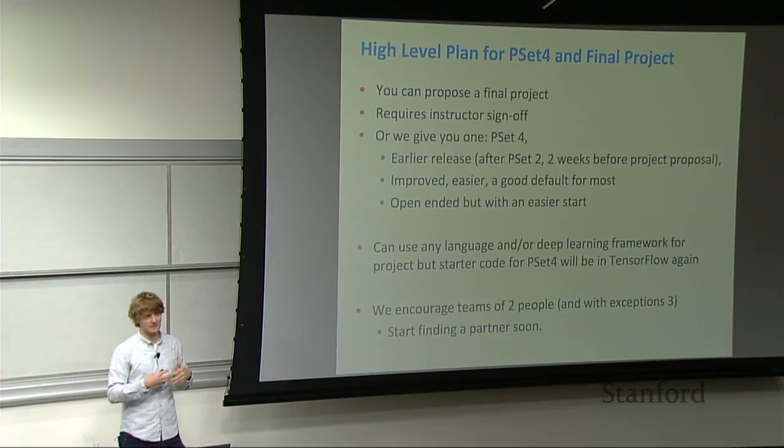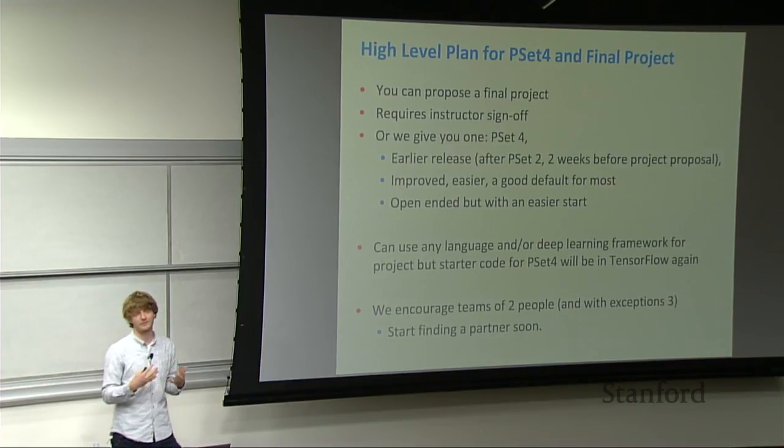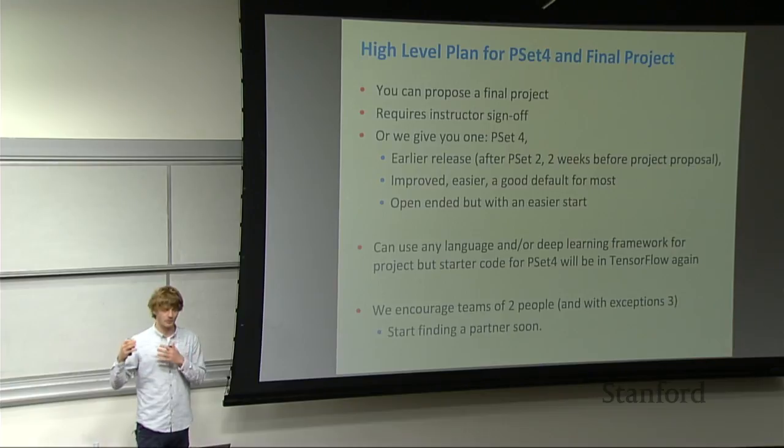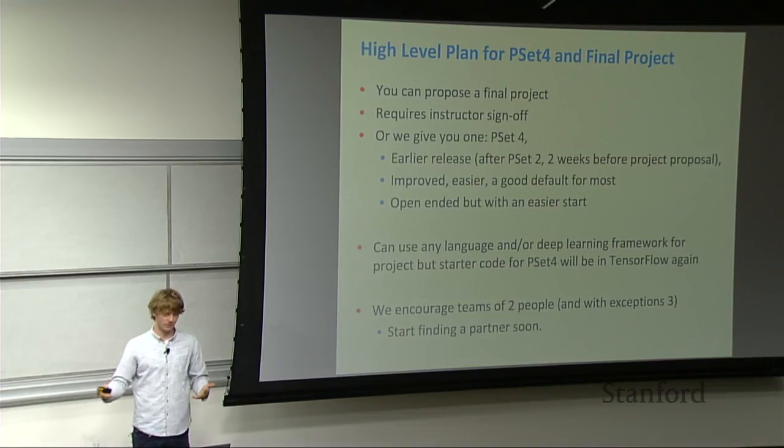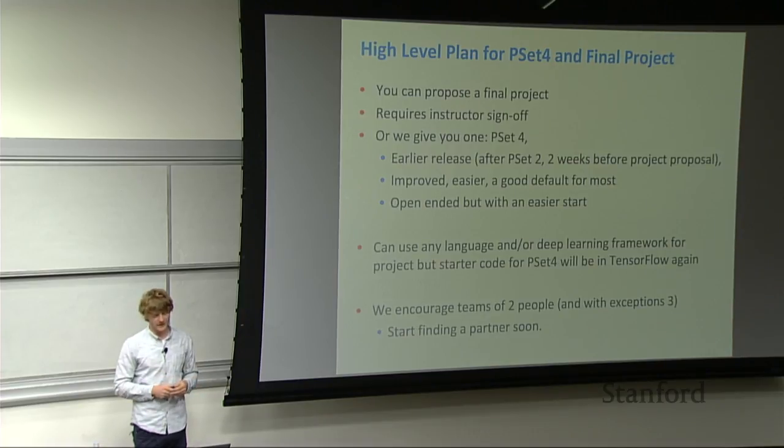My hunch is that problem set 4 is a great default for most everybody in the class. We're improving it a lot compared to last year, and we're actually going to release it much earlier, especially because you want to have full knowledge of whether you want to do a final project or problem set 4. And if you have to decide before you know exactly what problem set 4 looks like, you have incomplete information. So we're going to release problem set 4 2 weeks before the final project proposal is due, which is roughly after pset 2 is due. So that way you'll have 2 weeks.